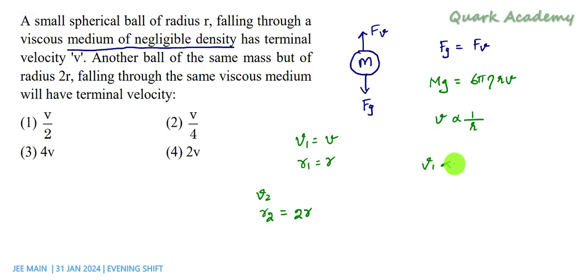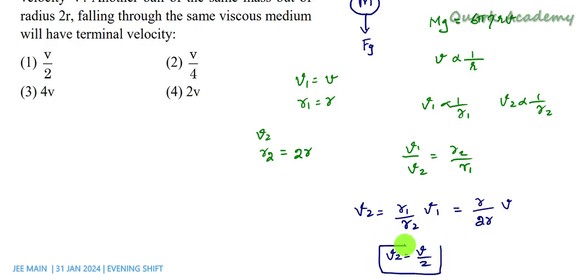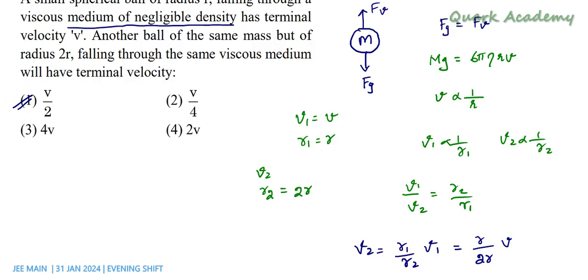So I can write v1 is proportional to 1 by r1, and v2 is proportional to 1 by r2. So v1 by v2 will be equal to r2 by r1. So v2 equals r1 by r2 into v1. r1 is r, r2 is 2r, v1 is v. So v2 equals v by 2. The terminal velocity of the second ball is going to be half of the first ball.